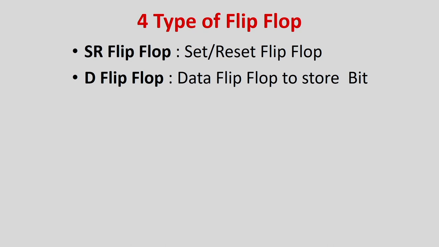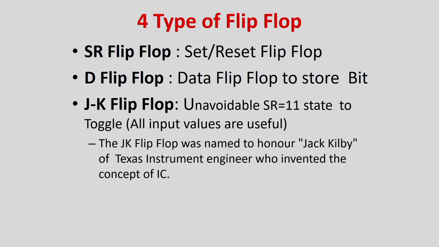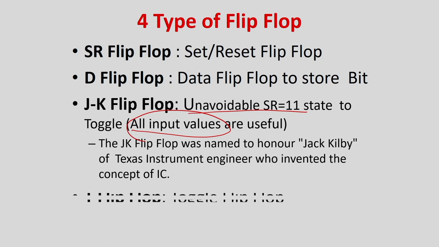This is the convention, and there are 4 types of flip flops: SR flip flop, D flip flop, JK flip flop, and T flip flop. JK flip flop avoids the SR 1-1 state problem, can be used to toggle the output, and all input values are useful in this case. We will discuss the JK flip flop. The JK flip flop was named to honor Jack Kilby, the Texas Instruments engineer who invented the concept of ICs.